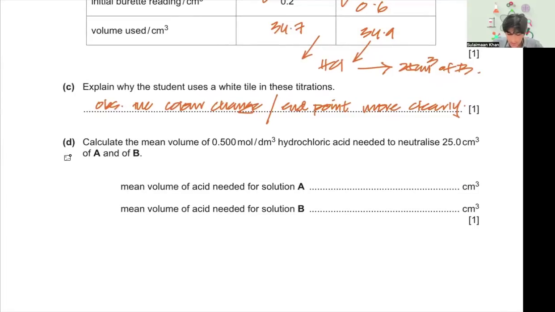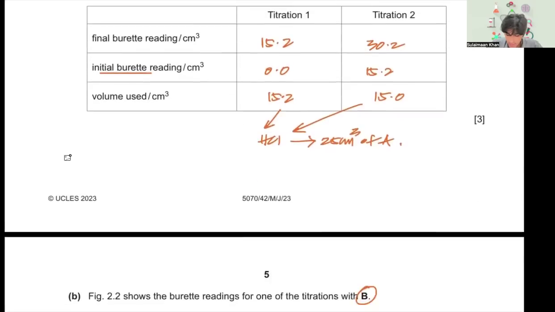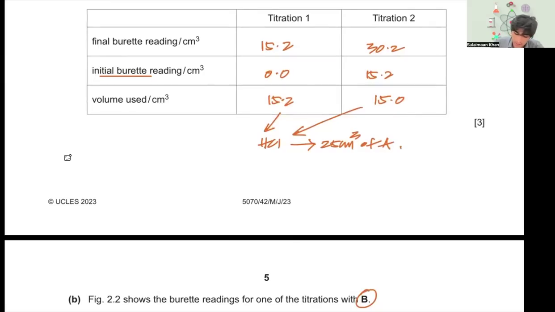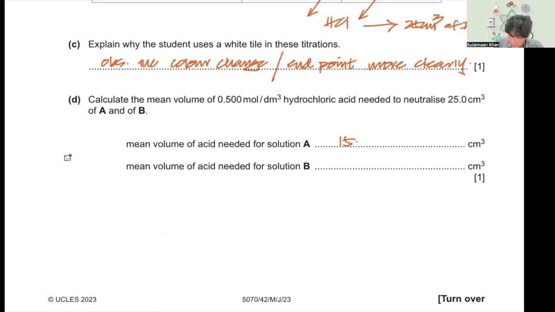Calculate the mean volume of hydrochloric acid needed to neutralize 25 cm cube of A and B. So how much mean? We have to just calculate a simple mean. How much hydrochloric acid was required? The mean volume. So how do you calculate mean? These are two volumes and you just divide them by 2. So 15.2 plus 15.0 divided by 2. That's 15.1 cm cube is the mean volume of hydrochloric acid that was required for A.